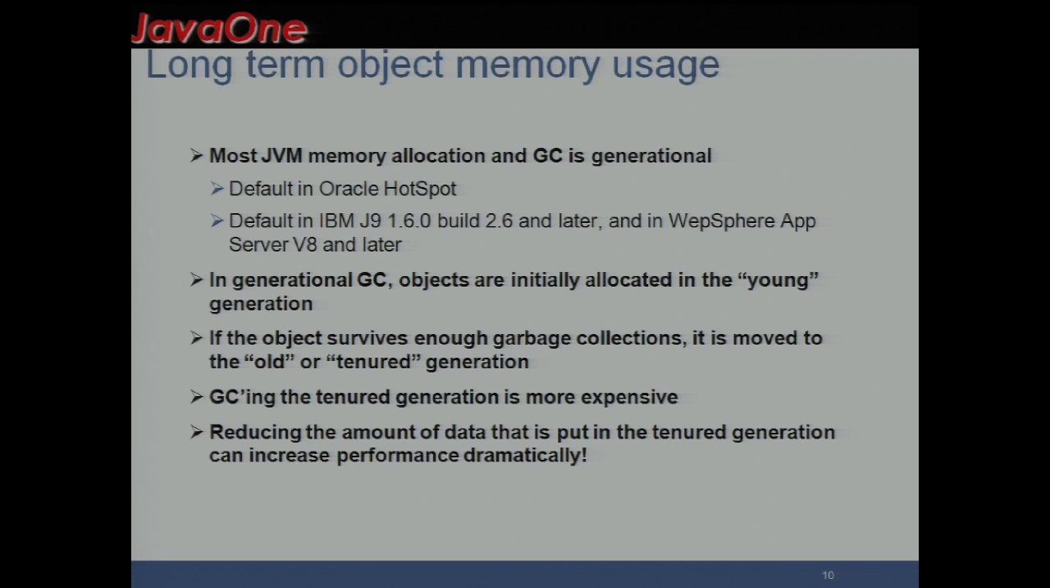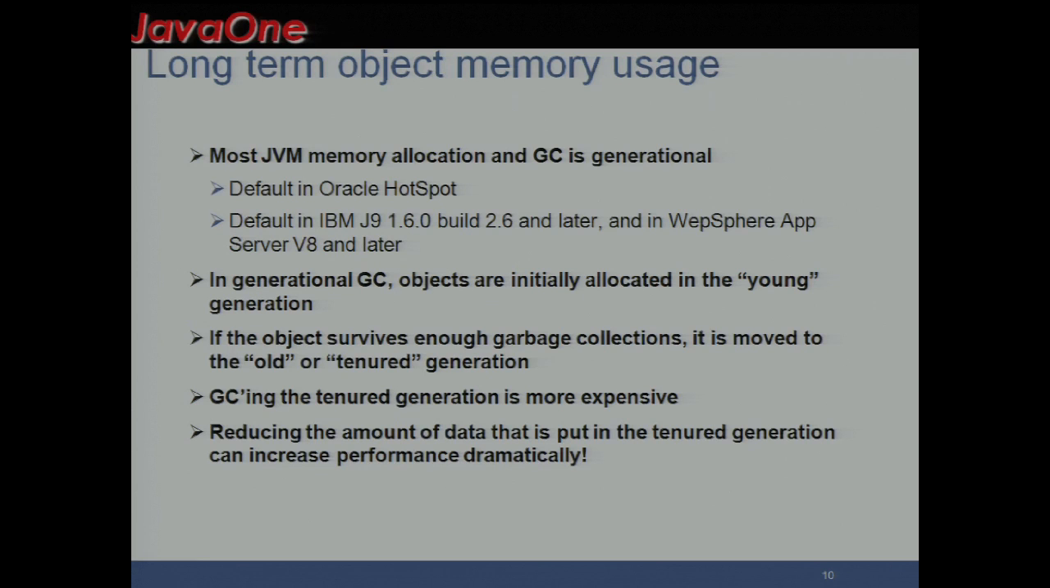So now I'd like to discuss the impact on performance of long-lived objects. In most JVMs, the default memory allocation and garbage collection algorithm is generational. It's the default in Oracle HotSpot. It's the default in IBM J9 from build 2.6 and later. In generational GC, your objects are initially allocated into a young generation. And then if they live long enough, they get promoted into the older tenured generation.